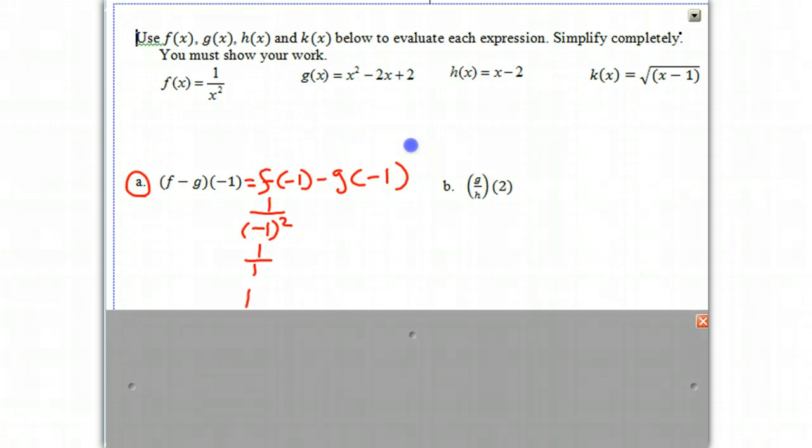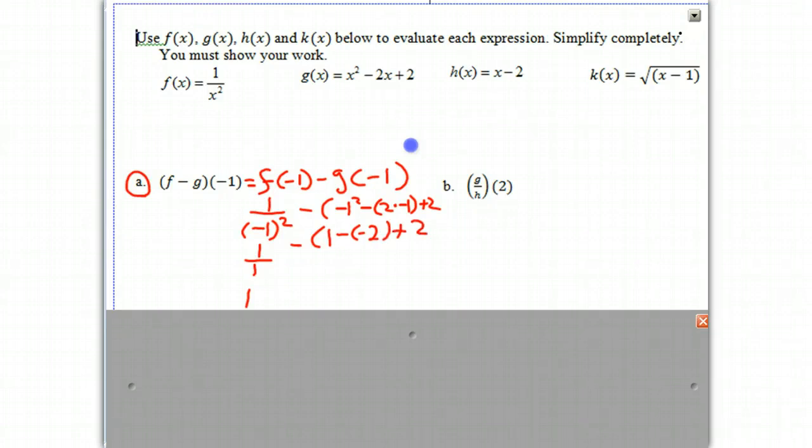G of negative 1 means substitute negative 1 in the expression of g of x. We should put all this in parentheses: negative 1 squared, because it's x squared, so it's substituting negative 1 into x squared, so it's negative 1 squared minus 2 times negative 1 plus 2. And we have negative 1 squared is 1. 2 times negative 1 is negative 2, plus 2.